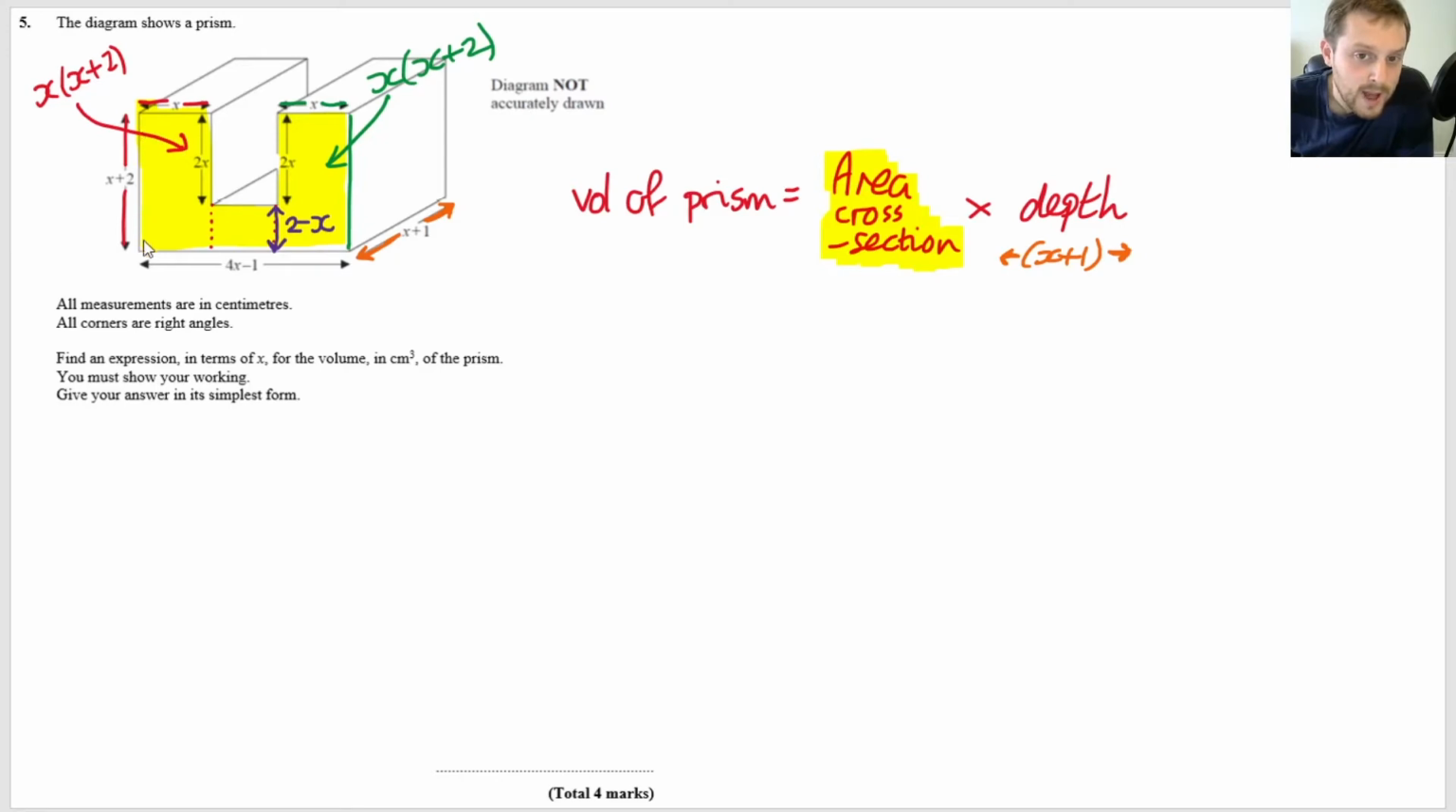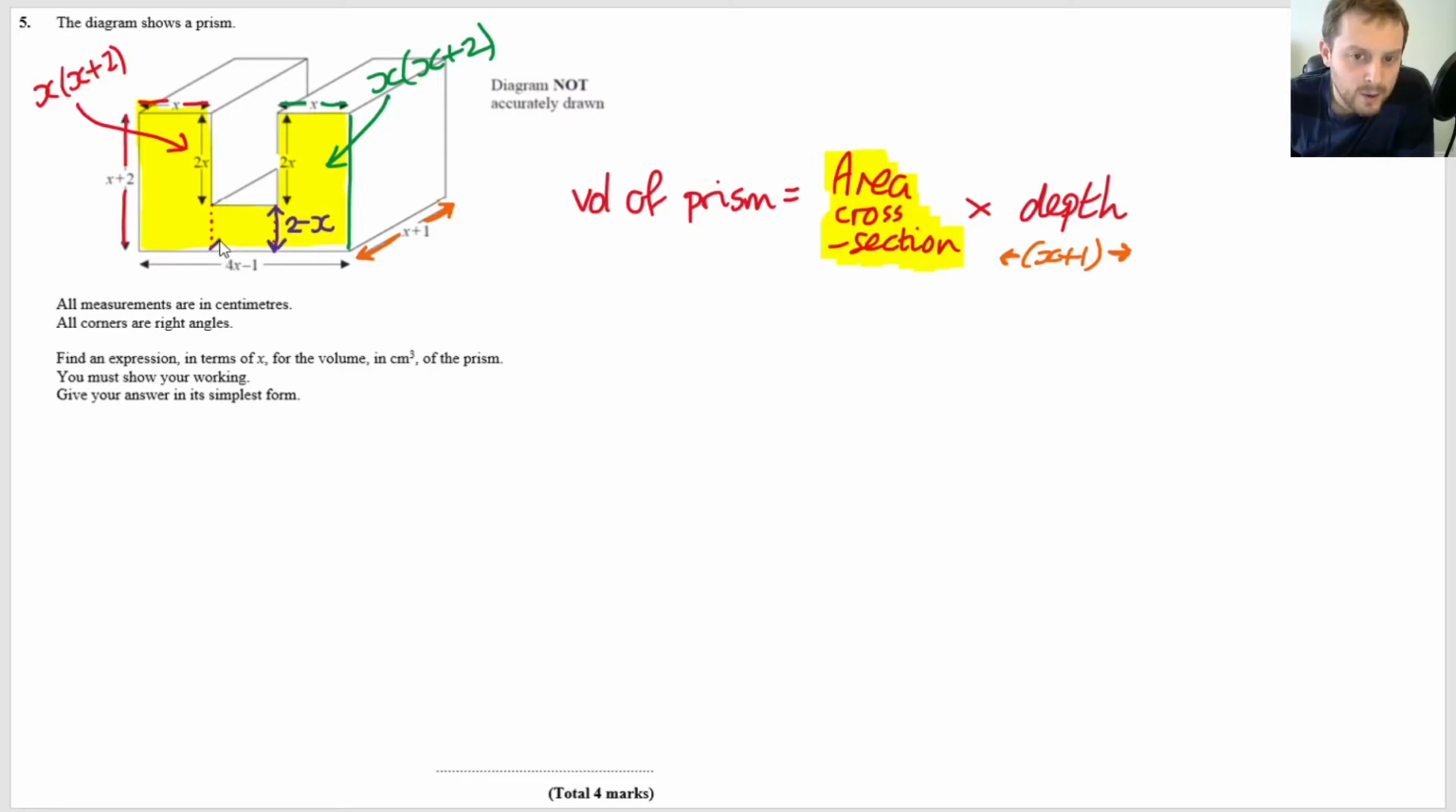The total height, and you can think of it being here as well, the total height from this part all the way down to this part, it's the same as this x plus 2. If I take away this 2x, I'm left with this part here. And if I do x plus 2 and I take away 2x, well, x take away 2x is minus 1x, and I've still got this plus 2, so it's 2 minus x.